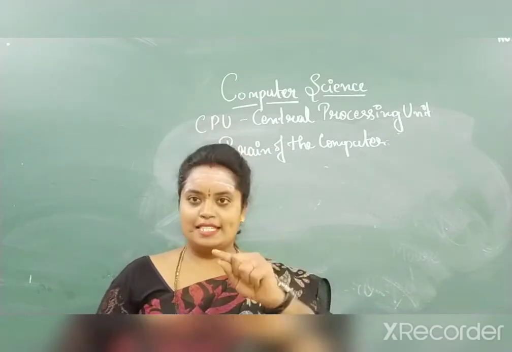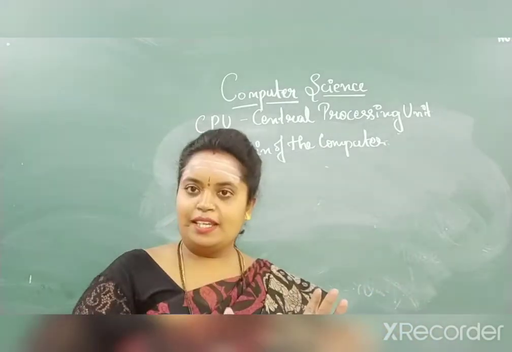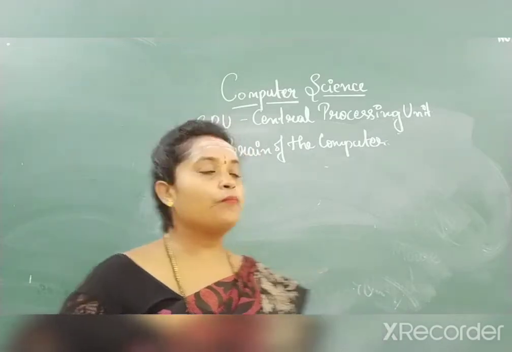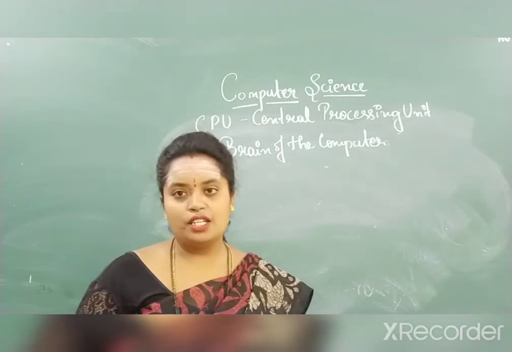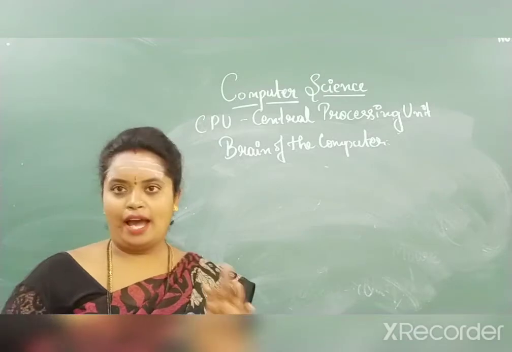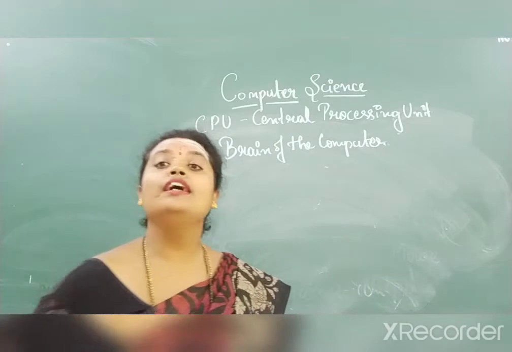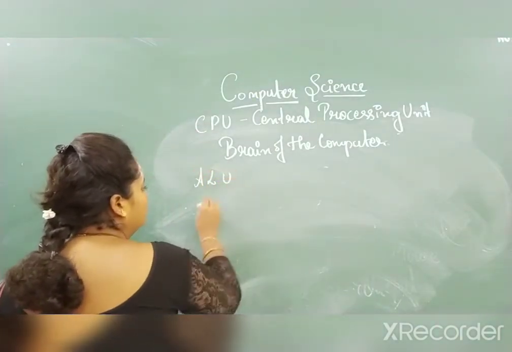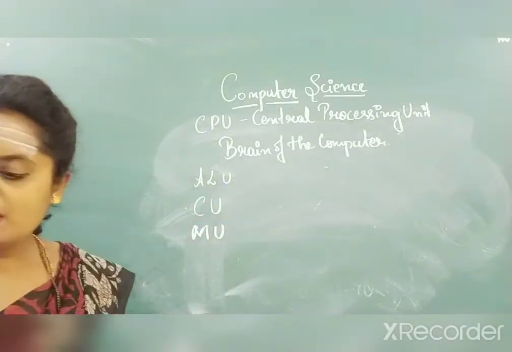Understand, children? In the same way, once you give the input to the computer, the CPU takes in the input, processes it, and then it gives the output. Understood? And it is called the brain of the computer. Understood, children? It is called the brain of the computer. Inside the CPU, you have mainly 3 units. What are those units? ALU, CU, MU. Okay? We'll be seeing each of them.